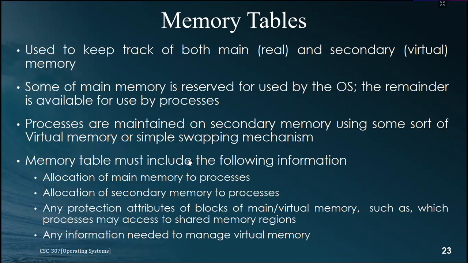The memory table must include the following information: the allocation of main memory to the process, the allocation of secondary memory to a process, and any information needed to manage virtual memory. So these are some of the information that we must include.